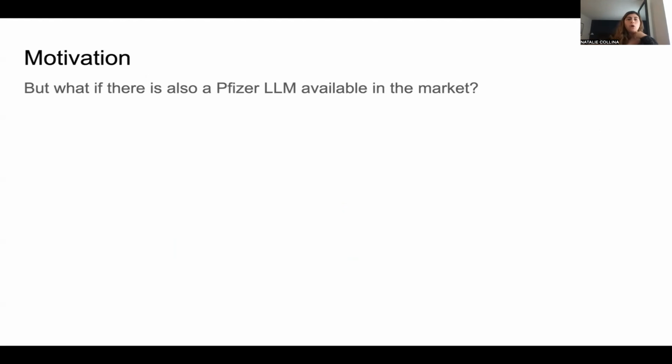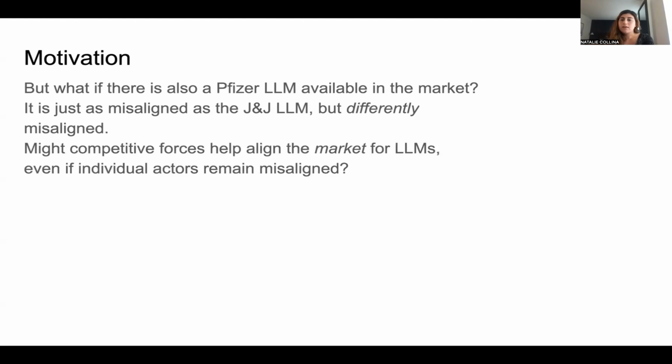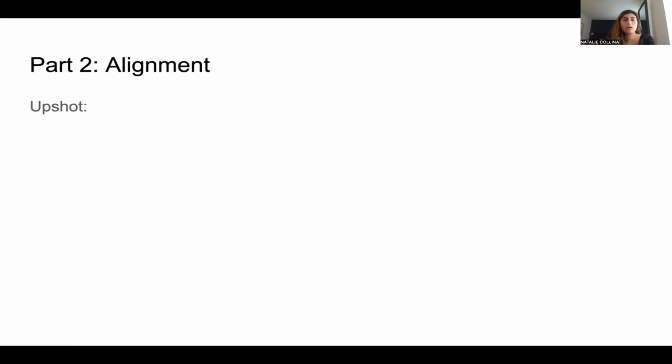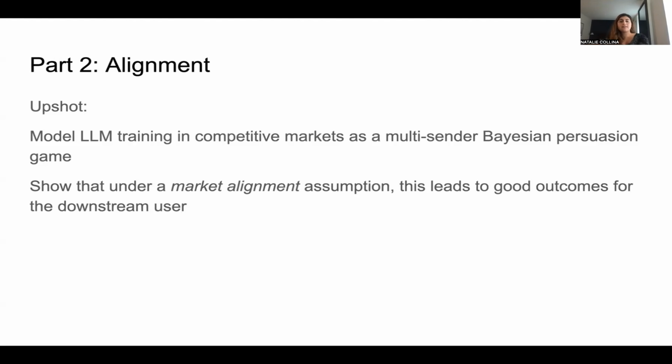But we can then ask, what if there's also a Pfizer LLM available on the market? Can this help? We're not promising that the company Pfizer is aligned with patients. They can be just as misaligned as J&J, but misaligned differently. We can then ask, might competitive forces help align the market for LLMs, even if individual actors remain misaligned? So the upshot here is we're going to model LLM training in competitive markets as a multi-sender Bayesian persuasion game. And we have this assumption called market alignment, which is weaker than this general notion of full alignment, which still leads to good outcomes for a downstream user.